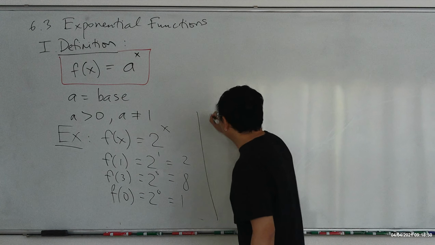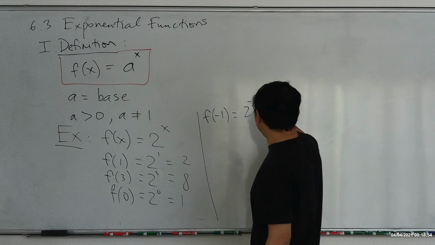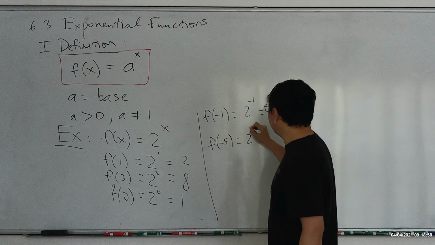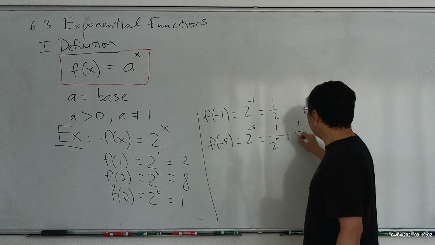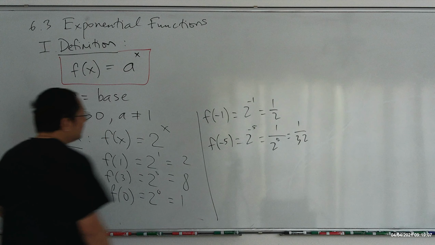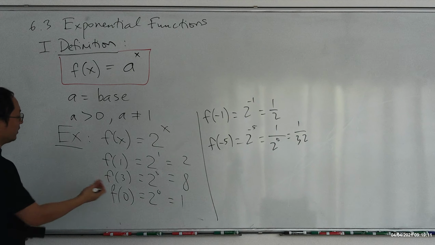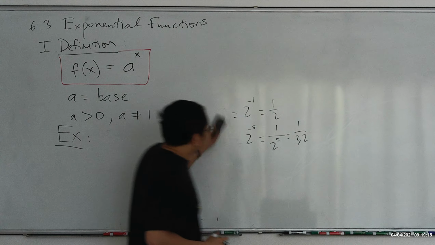How about negative? f of negative 1 is what? 2 to the negative 1, which means 1/2. f of negative 5 is 2 to the negative 5, which is 1 over 2 to the 5th, which is 1 over 32. So forth and so on. Let me give you another example. The base here was 2, a whole number. How about this?